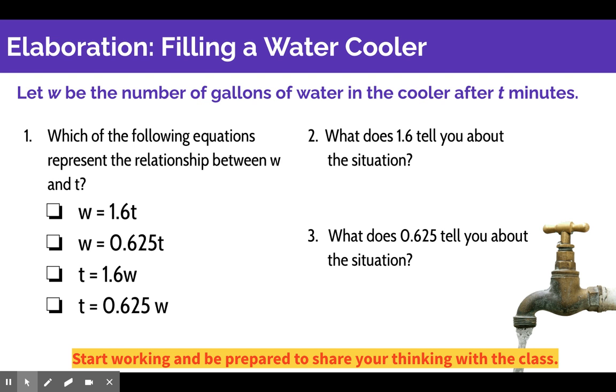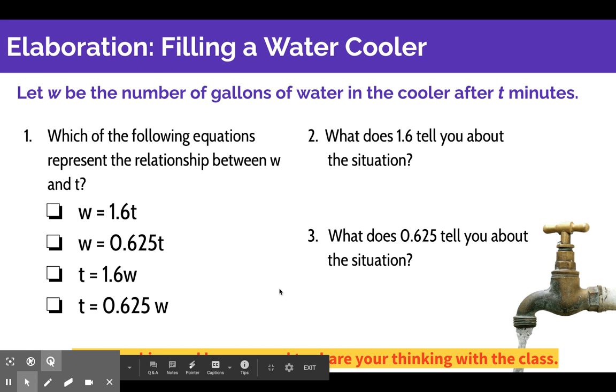Okay? Now, it says, what does 0.625 tell you about the situation? 0.625 tells you that it takes 0.625 minutes for a gallon of water to flow out of the faucet or into the cooler. Again, this is just a reciprocal. If I do 5 minutes divided by 8 gallons, I know that it's going to take 0.625 minutes, which is less than 1 minute, just to get a gallon of water.